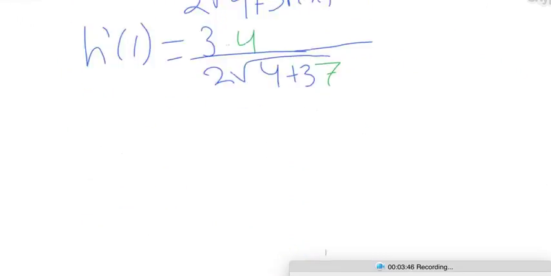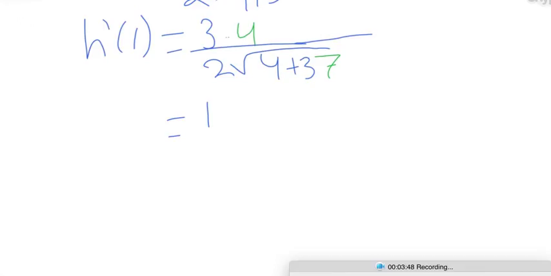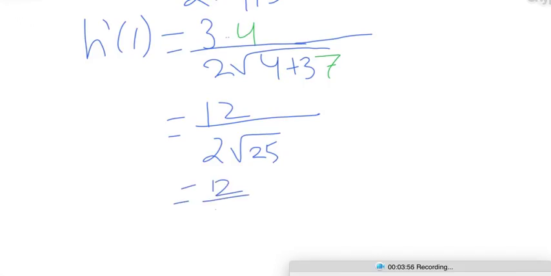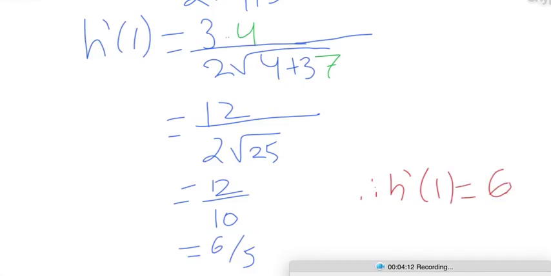So if we simplify this, it's going to be equal to 12 on 2 times the square root of 25, which is equal to 12 on 10. And this could be simplified to 6 on 5. Therefore, our final answer is going to be that h prime of 1 is equal to 6 on 5. And that's the final answer for question 62.